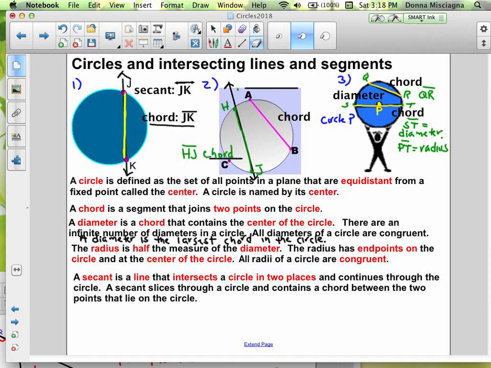That's my glitchy part. Line HJ is a secant. Hence we use the symbol for a line because it's going to keep on going. All right, so now we've looked a little bit at chord, diameter, radius, and secant. Let's look a little more closely at diameter and radius, and maybe a teensy bit at chord.